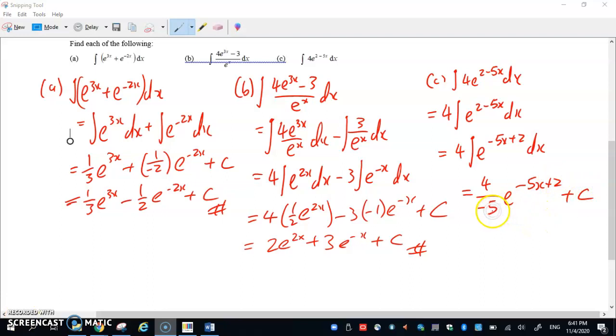And why did we divide by minus 5? That is because when you differentiate this, you need to multiply by minus 5. So this negative 5 actually removes the effects of chain rule. So what we get is negative 4 over 5 e to the power minus 5x plus 2 plus c. And that's all for the answer.